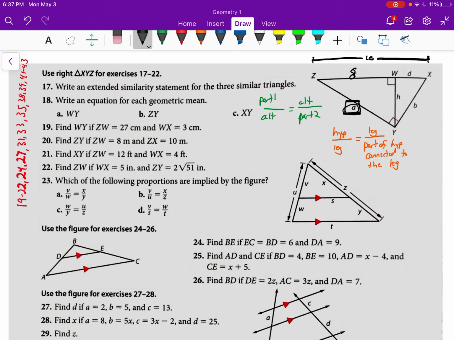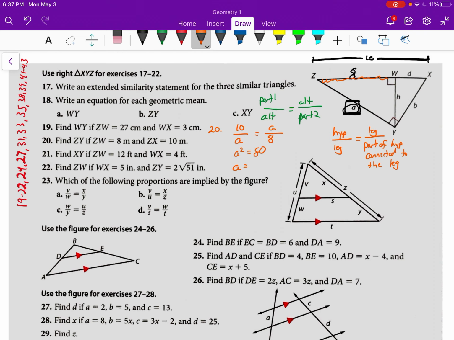And so for number 20, we're going to use the leg formula. So the leg, in this case A, is in those two spots. The hypotenuse is 10, and the part of the hypotenuse connected to the leg is this 8. So we cross multiply, we get A squared equals 80. You could put that in a calculator and get what that is. It's going to be probably like 8.9.